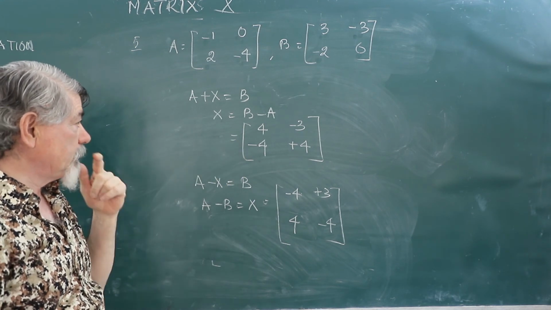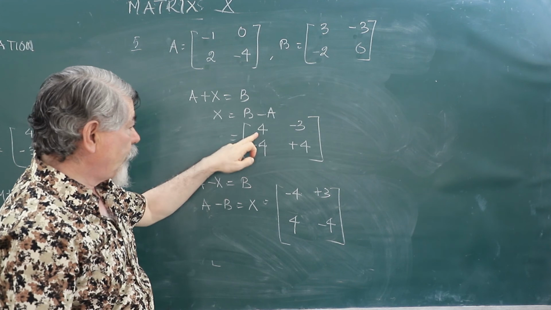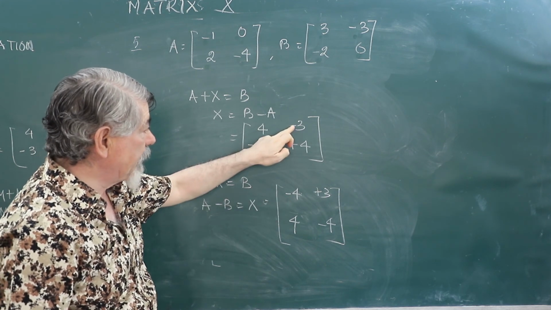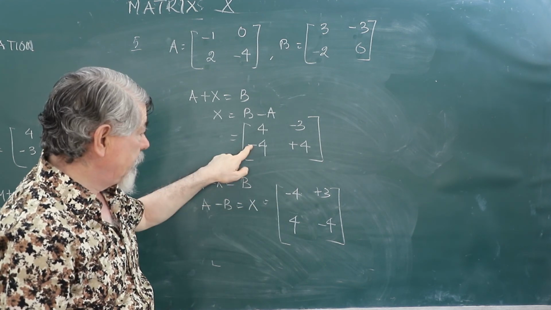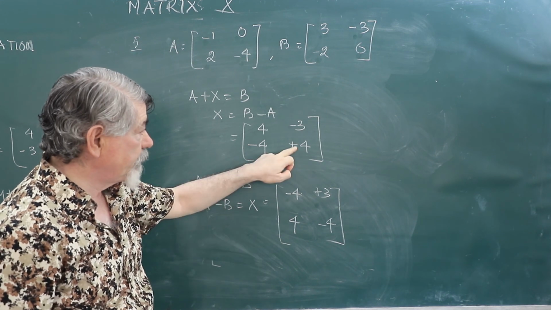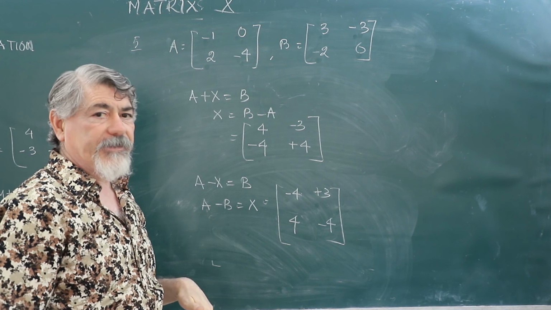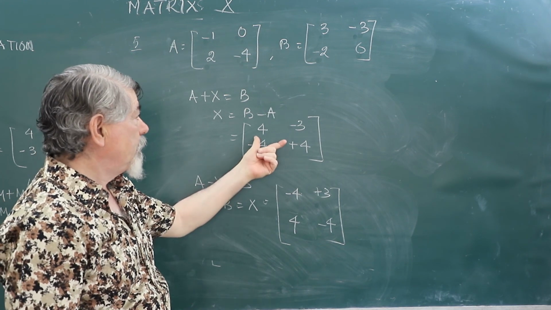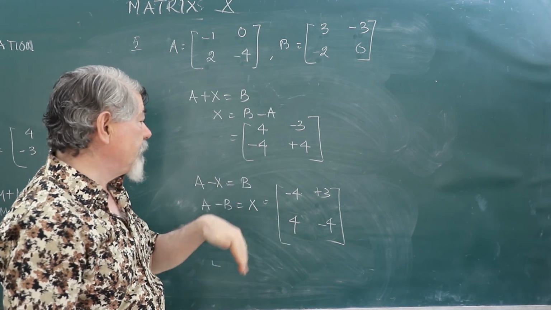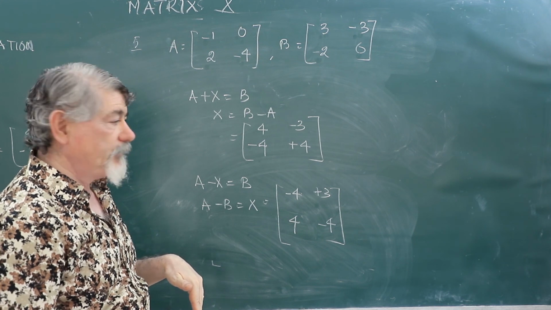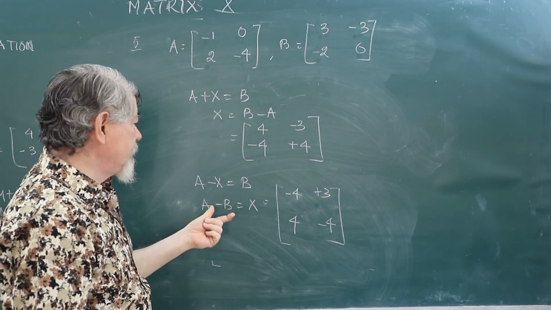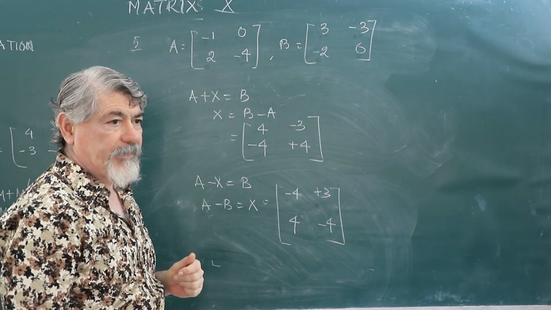And if you notice, it is 4, it is minus 4. It is minus 3, it is plus 3. It is minus 4, it is plus 4. It is plus 4, minus 4. They are additive inverse of each other. If I add both these matrices, they will become 0. B minus A is the additive inverse of A minus B.